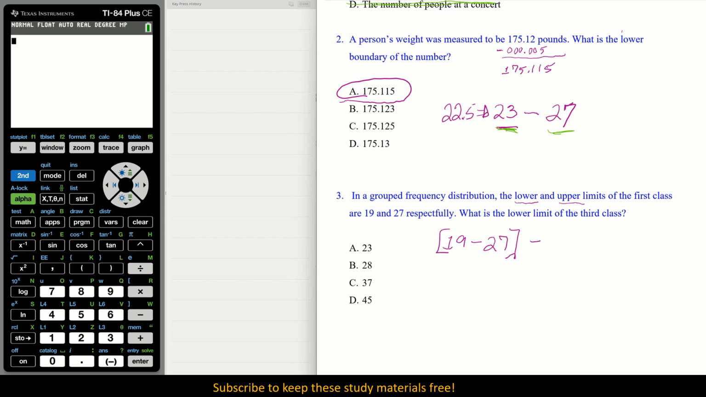This implies that you have 9 values in between. Put your fingers up and literally count 19 to 27. It is 9 digits. You start here at 28, and then you add another 9. That gives you 36, and then from there, we have 37. Now, what were they asking for? They said, what is the lower limit of the third class? Well, we have that. It is 37, and that's correct.